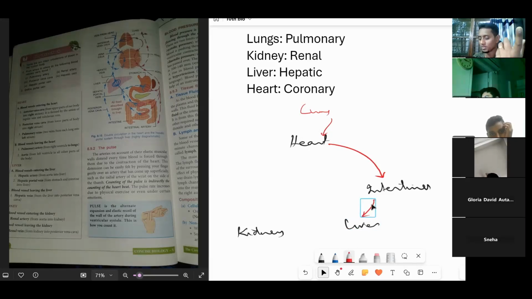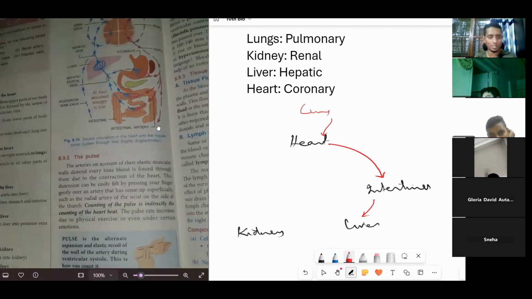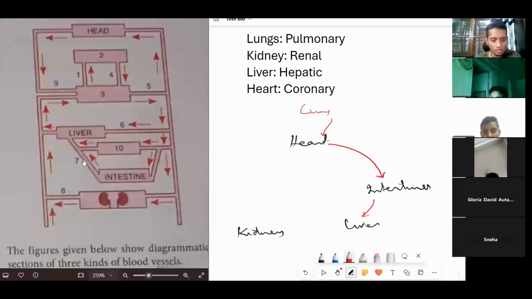So even though it's a... I see the diagram, it looks better here. Yeah. So whatever vessel left the intestines, even though it's a vein, it has more nutrients than the artery which came into the intestines. Do you understand? So it's not always that arteries have better blood.